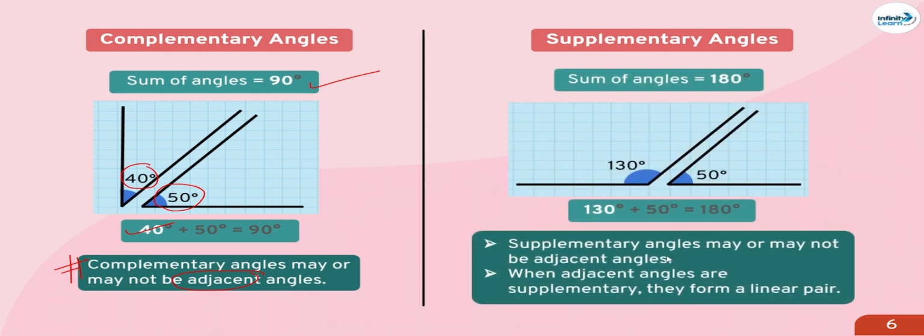Now talking about supplementary angles. If the sum of two angles is 180 degrees, then they are known as supplementary angles. This is 130, this is 50. The sum of the two angles is 180, therefore they are supplementary angles. Supplementary angles may or may not be adjacent. When adjacent angles form a supplementary pair, they form a linear pair. हमने just अभी देखा था. For example, this is angle number 1 and this is angle number 2. They are supplementary and form a linear pair, or a straight line. Clear?